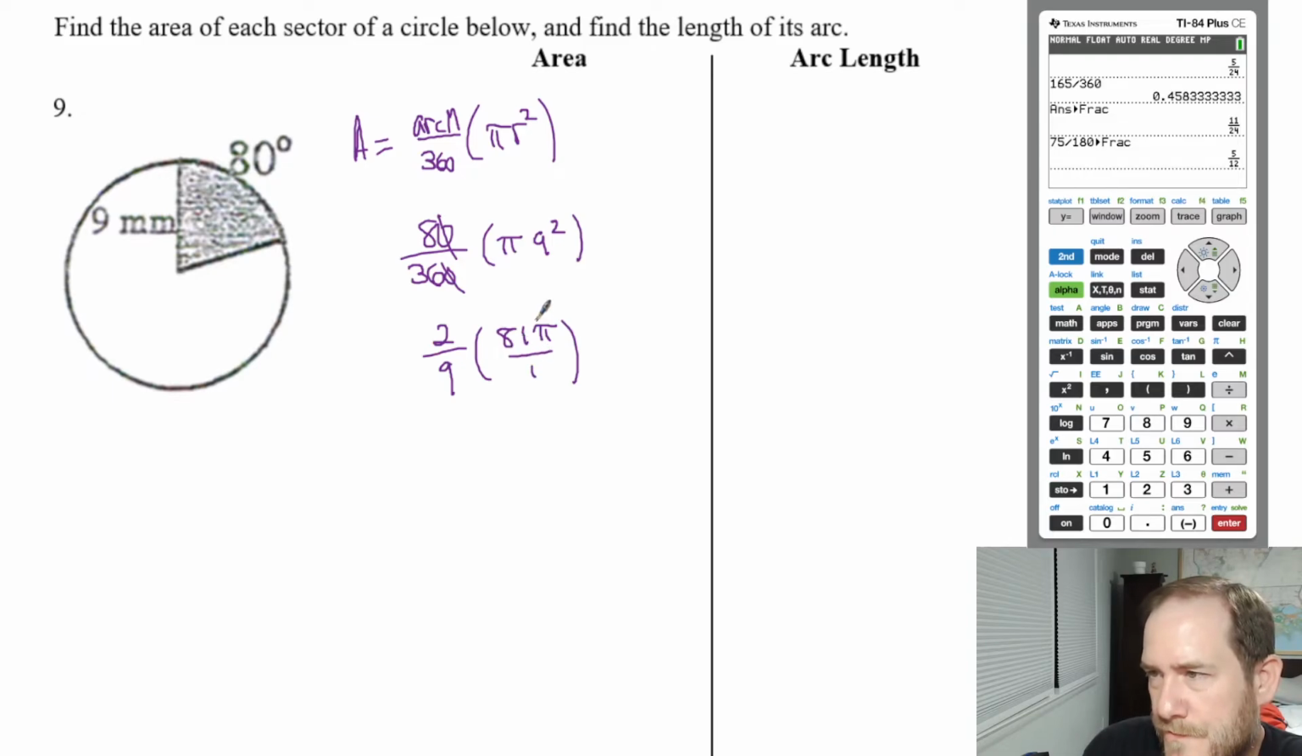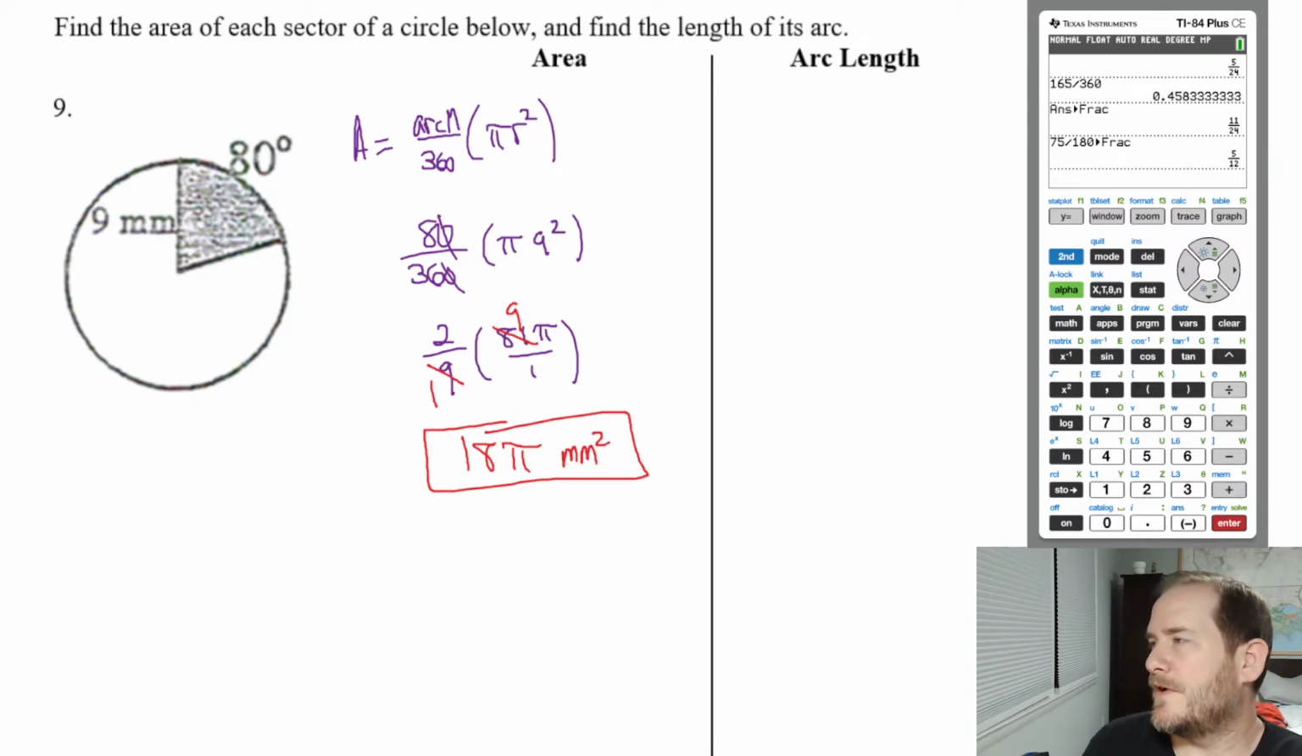Put that over 1. And you should see another chance to cross-reduce here. 9 and 81 are common factors. So 9 divided by 9 is 1. 81 divided by 9 is 9. Then we can see in the numerator we get 2 times 9 times pi, which is 18 pi. And the denominator would just be a 1, so leave it alone. This is area, so these will be square millimeters.